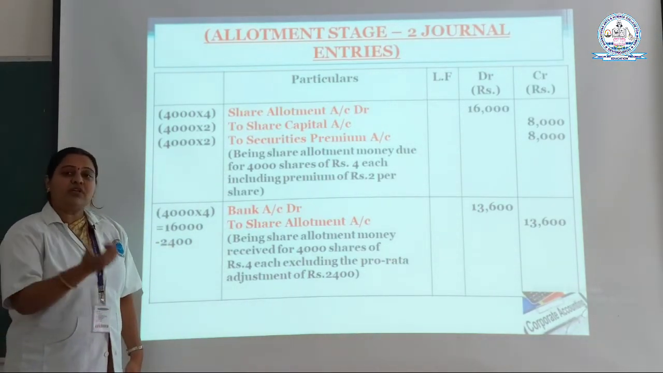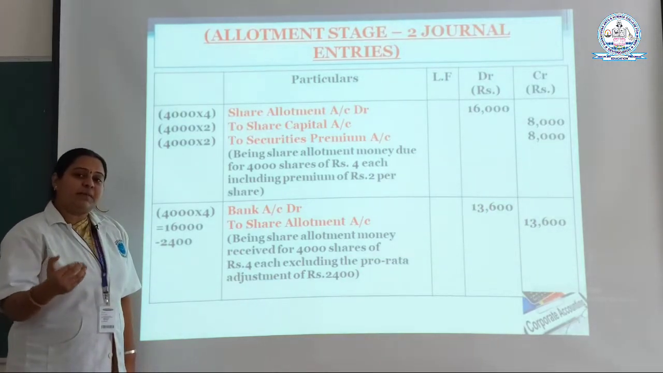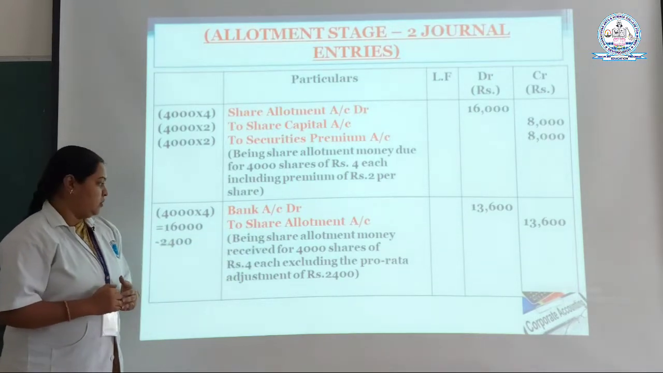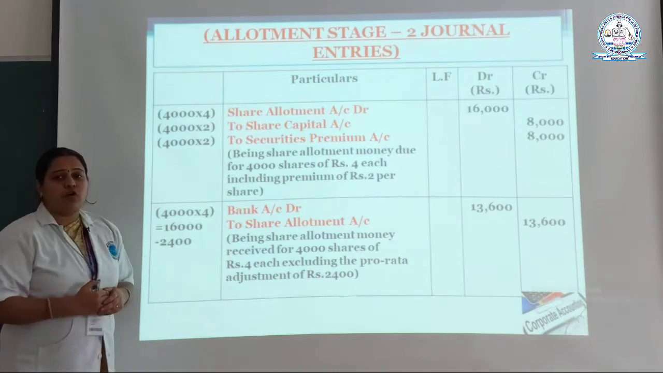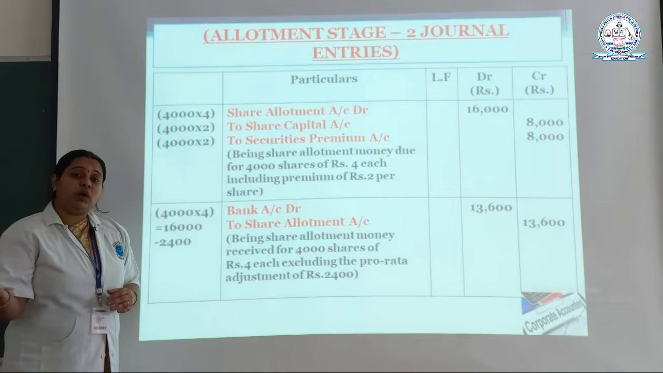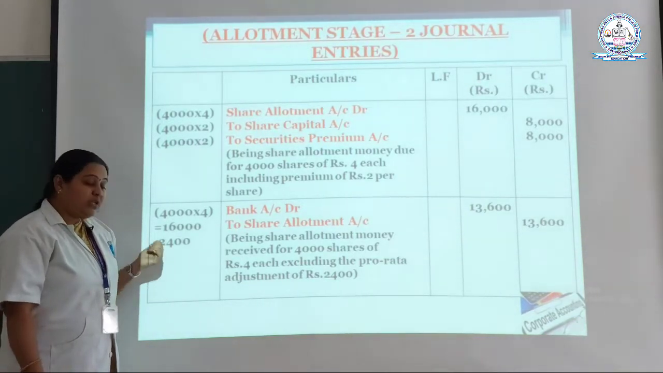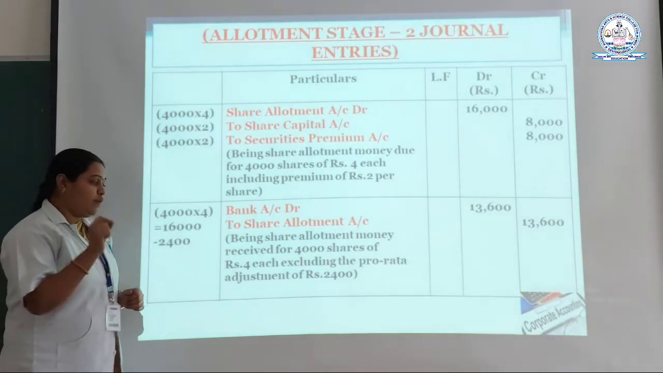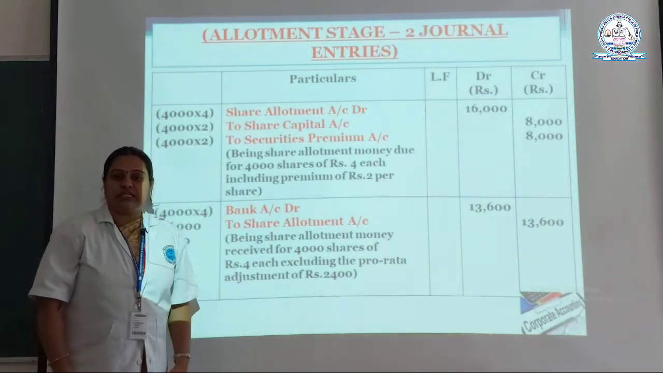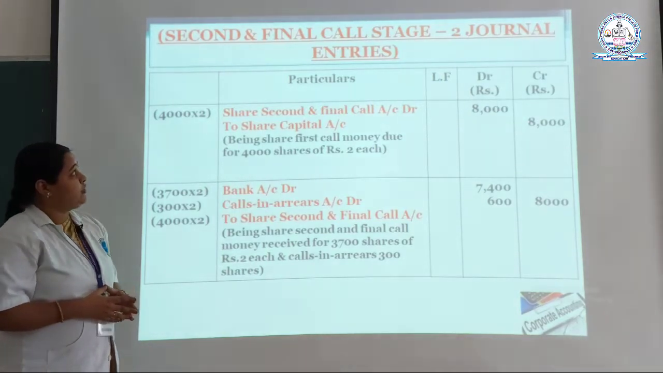And next, after we ask the applicants to pay the allotment money, the next step is receiving allotment money. Bank account debited to share allotment account. 4,000 shares into 4 rupees, 16,000 we need to collect. But we have already adjusted towards allotment the excess share application money of 2,400, which is mentioned in the second entry. So we have to deduct that amount from the 16,000. We get 13,600.